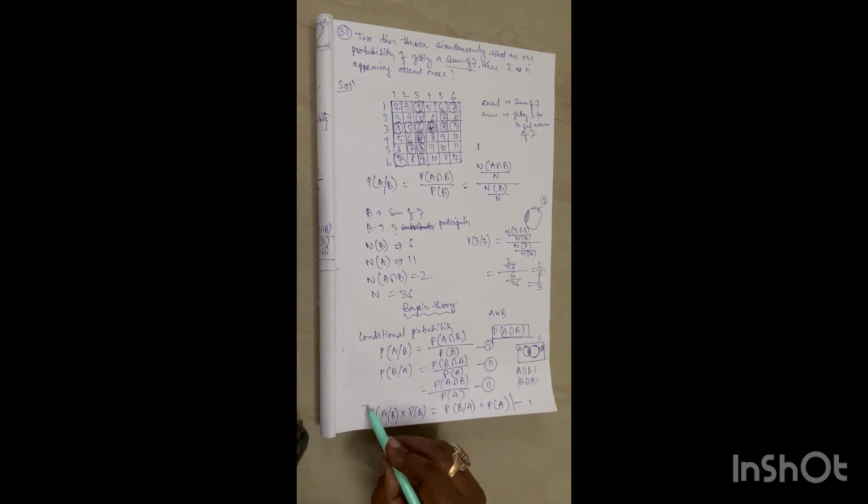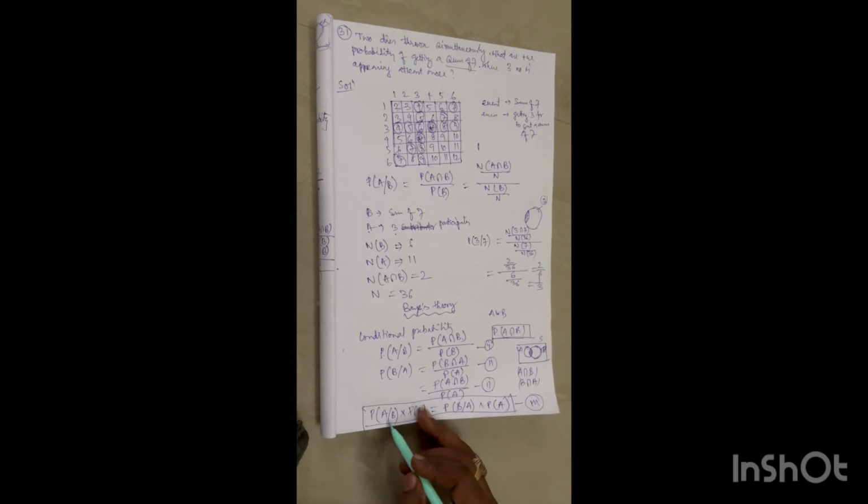So this is my equation, which is named after Bayes theory. You can call it the third equation, and you can see the similarity: P(A given B) into P(B), so it is very easy to remember.